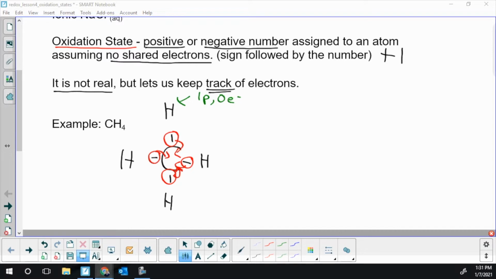Okay. So that hydrogen, when we count all the electrons on the carbon, there's one proton, there's no electrons, so it's going to be 1+. Okay, you would have a charge of +1.